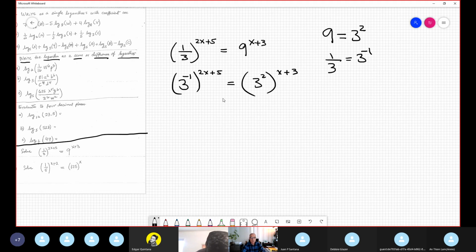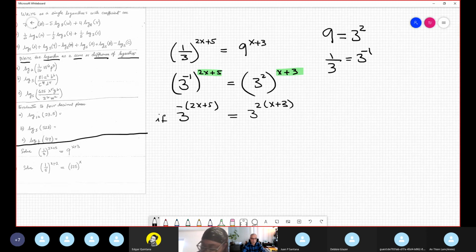Now multiplication. You apply the property for the exponent. When you have different levels of exponent, you multiply. So actually it's 3 to the negative (2x plus 5). I put in a parenthesis because this -1 multiplies everything inside here, and 2 multiplies this guy. So it's 3 to the 2 times (x plus 3).